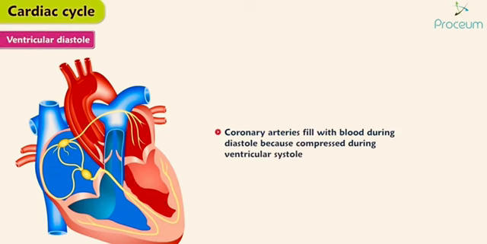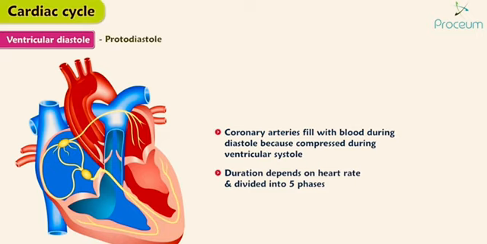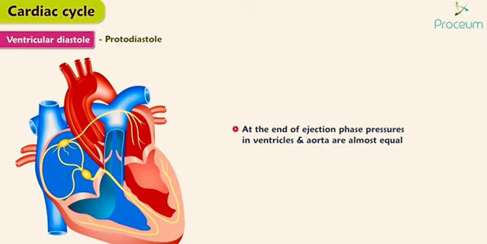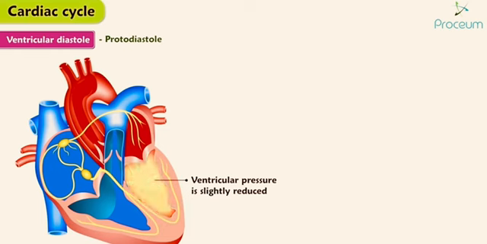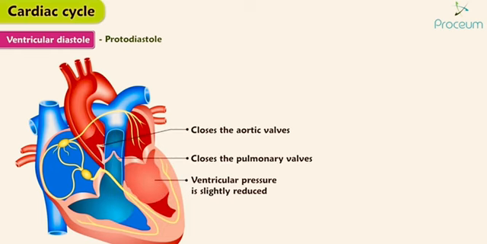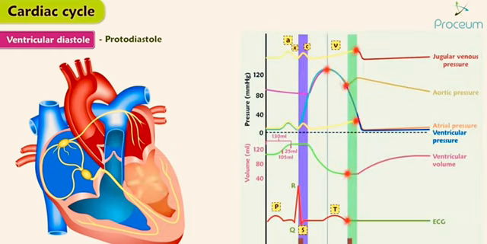Second is ventricle diastole. Coronary arteries fill with blood during diastole because they are compressed during ventricle systole. Its duration depends on heart rate and it is divided into 5 phases. First is protodiastole. At the end of the ejection phase, pressure in the ventricle and aorta are almost equal, and the semilunar valves close. Pressure in the ventricle is lower than in the aorta and the pulmonary artery in protodiastole, and ventricle pressure is slightly reduced with the closure of the aortic valve and the pulmonary valve.